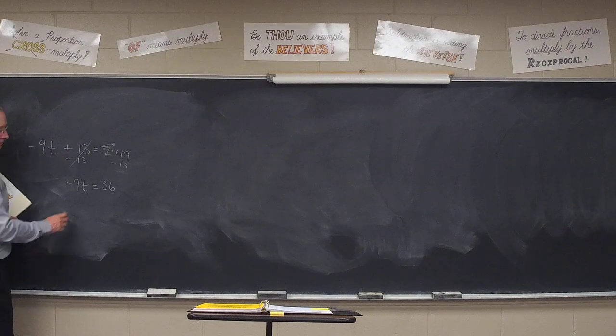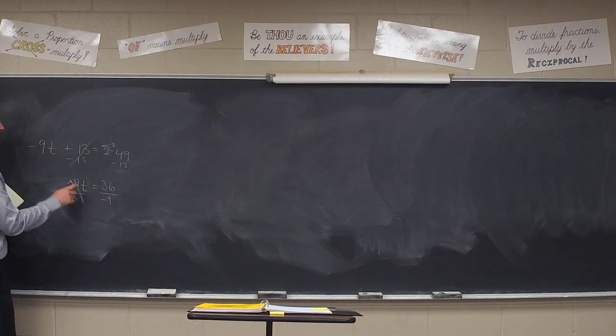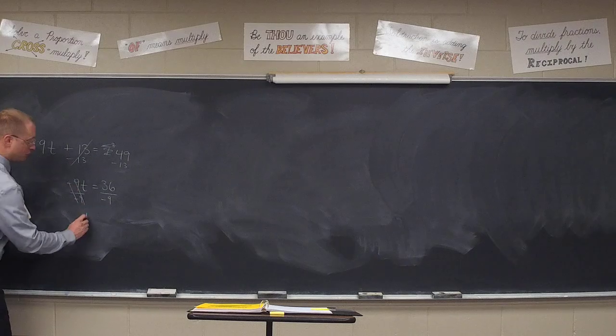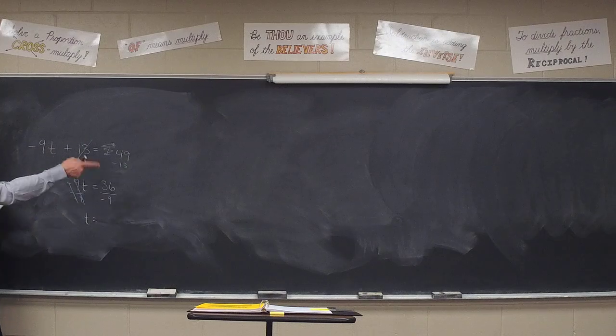Then we have to divide negative 9 from both sides. Good. The negatives here cancel, the 9s cancel, so there's the t by itself. What do we get for our answer, Luciana? I got t equals 45.